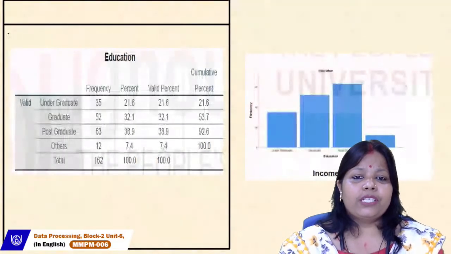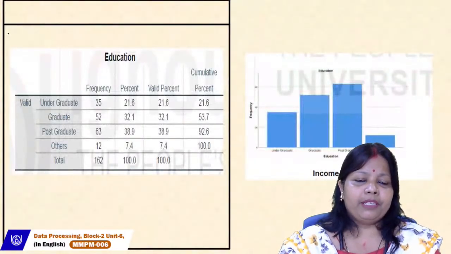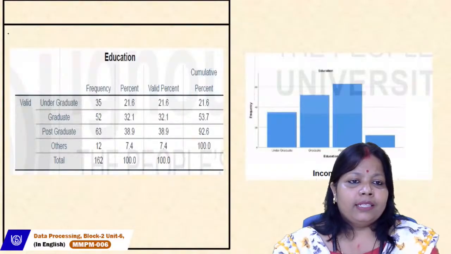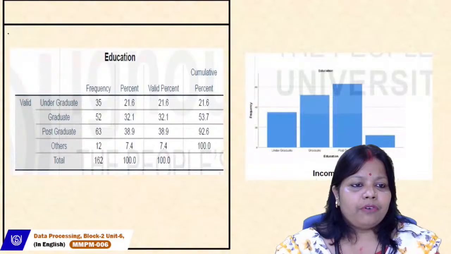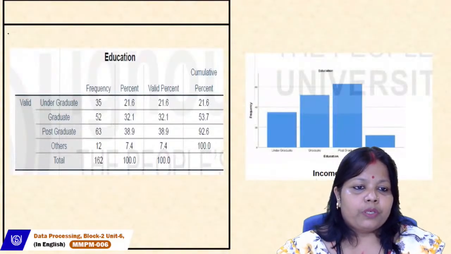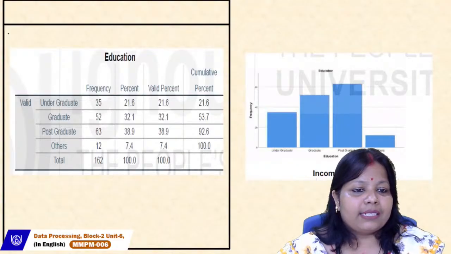And I will come to the education, as we are discussing the demographic response of the respondents. In the education category, we can see the frequency of the undergraduate group is 35 only. It means 35 persons among the respondents are undergraduate. And graduate, it is 52 in number.